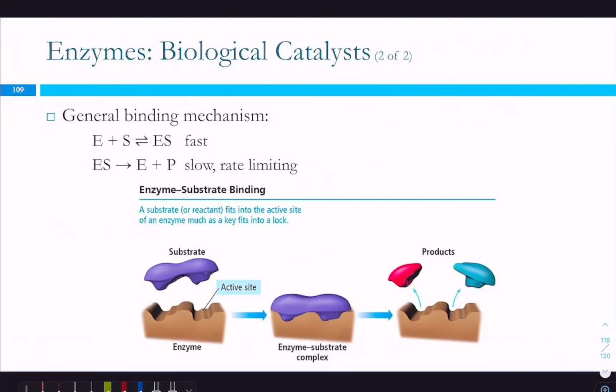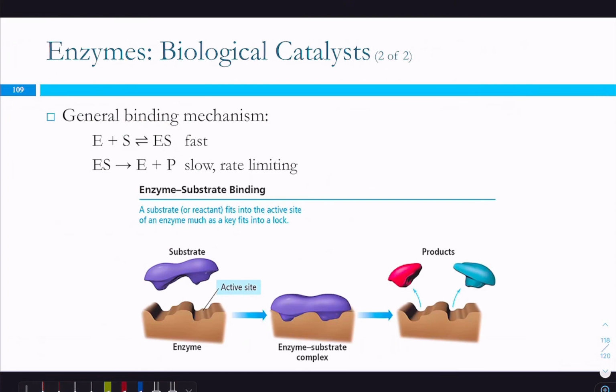So the general binding mechanism is this. E here is your enzyme. S is the substrate. So you've got your enzyme and your substrate. They bind together really fast. Then the slow step is the actual process of breaking the bond or forming a bond.